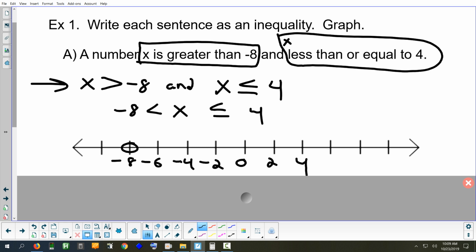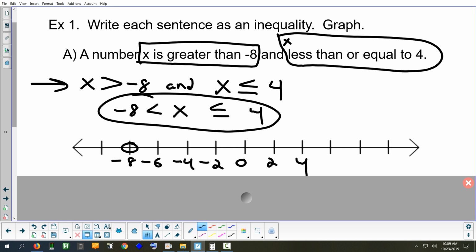It's just if I give you something like this on a test and I say graph it, you have to know what it means. It means the same as the one above it. All right. So we've got open on -8. And which way do I shade? I think it might be easier to look at the original one to tell which way to shade. You shade to the right.